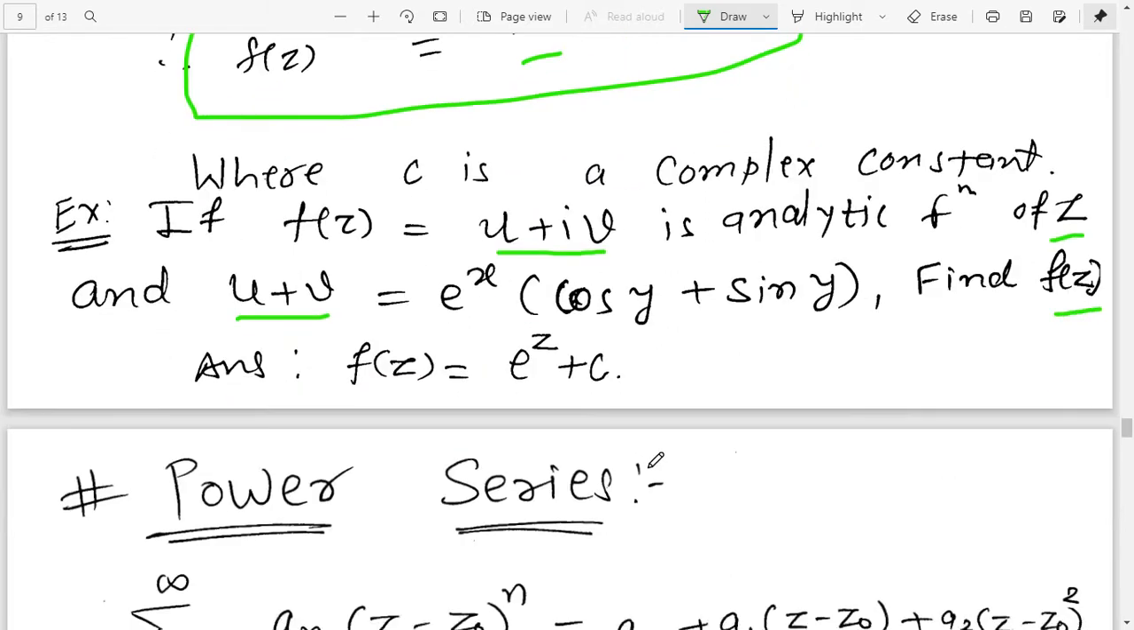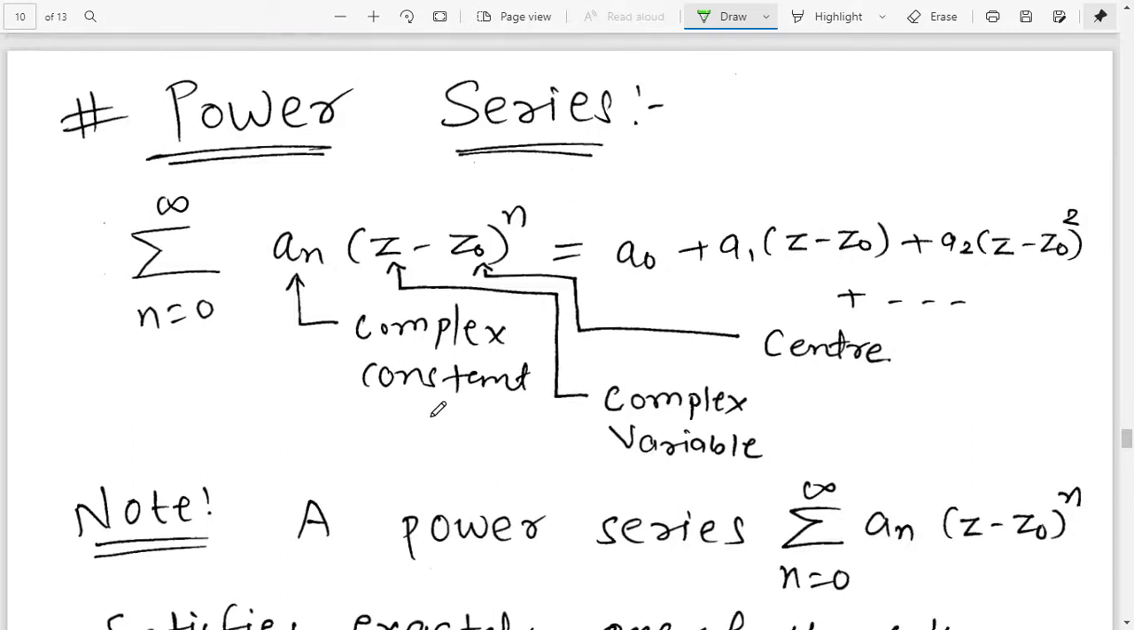Now the next topic, power series. Summation n equals 0 to infinity of a_n, where a_n is a complex constant, times (z minus z0) raised to n, where z is a complex variable and z0 is the center, is equal to a0 plus a1 (z minus z0) plus a2 (z minus z0) squared plus so on to infinity.